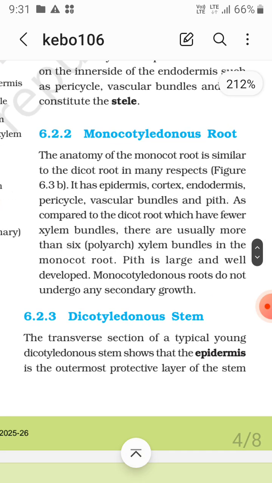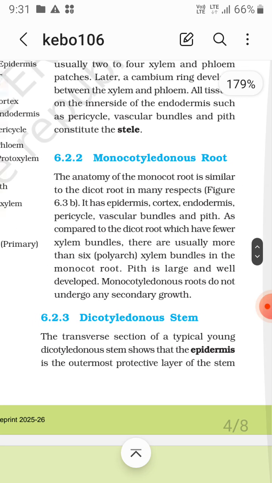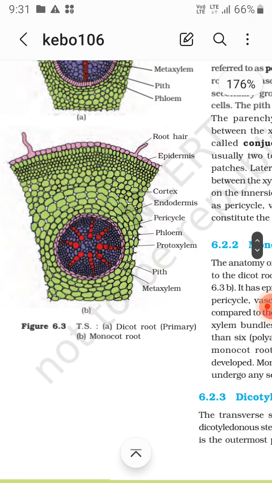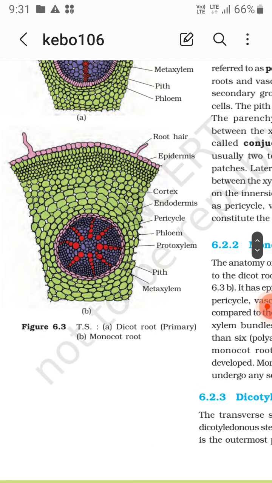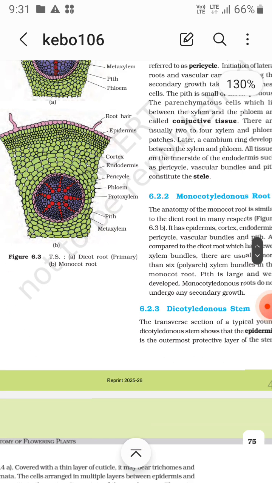Pith is large and well developed. Monocot roots do not undergo any secondary growth. So this is it. The root has epidermis, then cortex, endodermis, pericycle, then there is phloem, protoxylem, then pith, and metaxylem in all these things in the diagram.